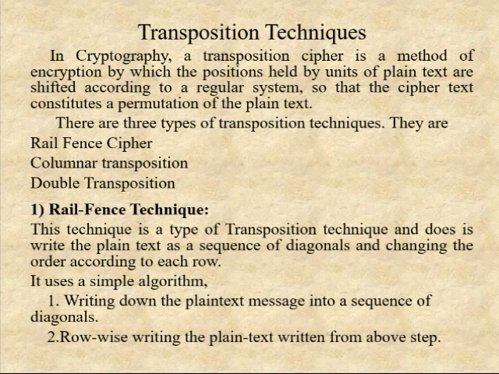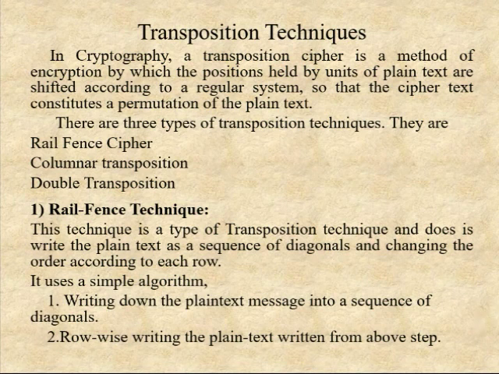In cryptography, a transposition cipher is a method of encryption by which the positions held by units of plain text are shifted according to a regular system. So the ciphertext constitutes a permutation of the plain text. There are three types of transposition techniques: rail fence cipher, columnar transposition, and double transposition. First is the rail fence technique.